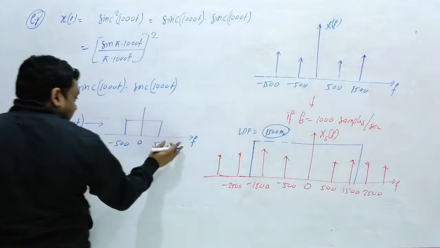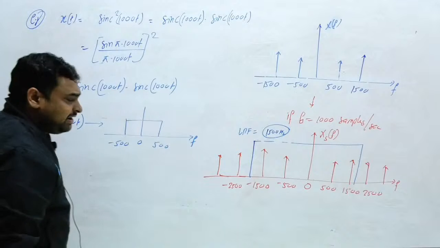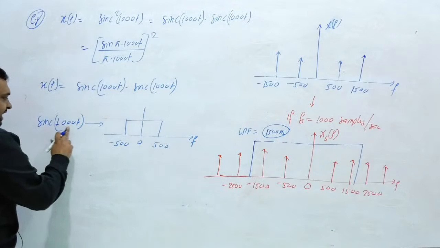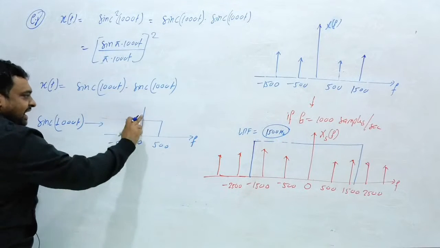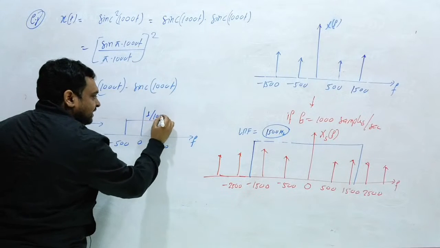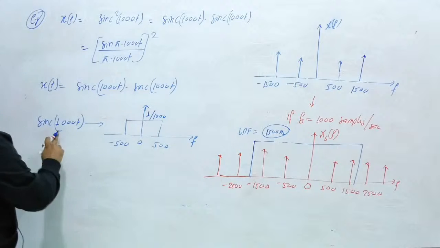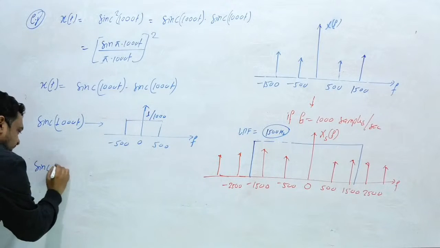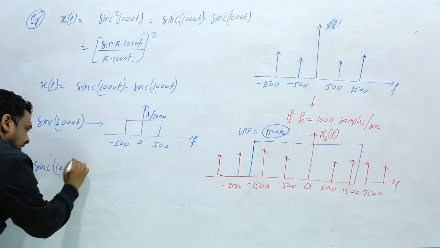So frequency processing is easier. Generally frequency processing is easier. So in hertz you can directly write what will be the height. This amplitude is 1, means this area is 1. This will be 1 upon 1000. Now again same, this is sinc 1000t.